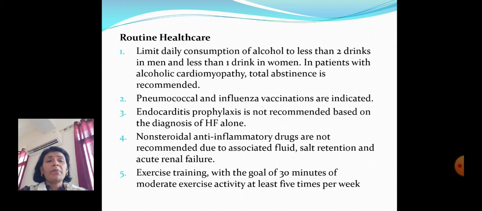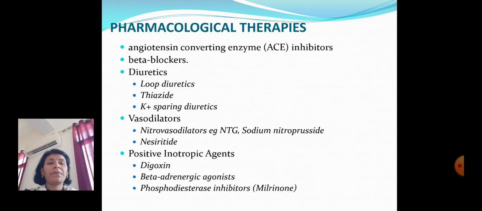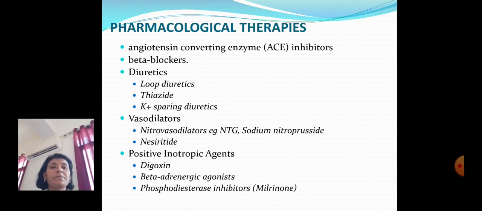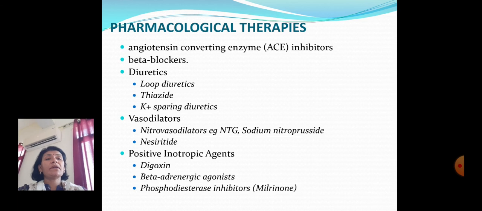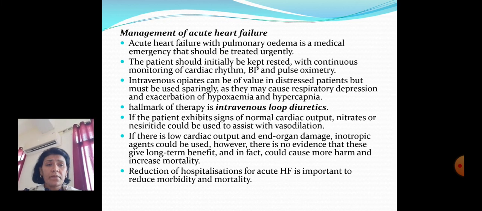NSAIDs are not recommended because they are associated with fluid and salt retention and also acute renal failure. Then the patient should be given exercise training with the goal of 30 minutes of moderate exercise activity at least 5 times per week. Now coming to the pharmacological therapy. Angiotensin converting enzyme inhibitors, beta blockers, diuretics including the loop diuretics, thiazides, the potassium sparing diuretics, vasodilators, positive inotropic agents like digoxin, beta agonists and milrinone. All these are the drugs for managing heart failure.